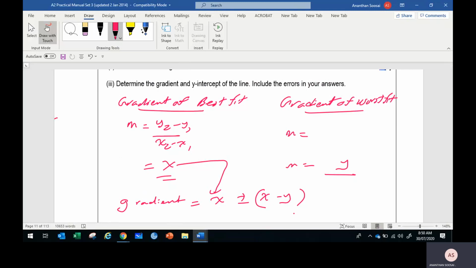Okay, for the worst fit line, make sure it passes through all the error bars, from bottom to top. If it never passes an error bar, hold the ruler like a pivot and rotate it a little down until it passes the error bar it never passed before. If you draw a worst fit line which never passes one of the error bars, you lose marks for the worst fit line.